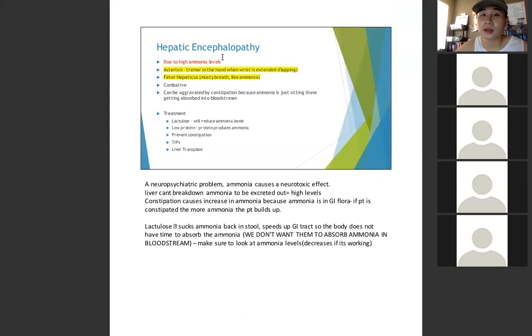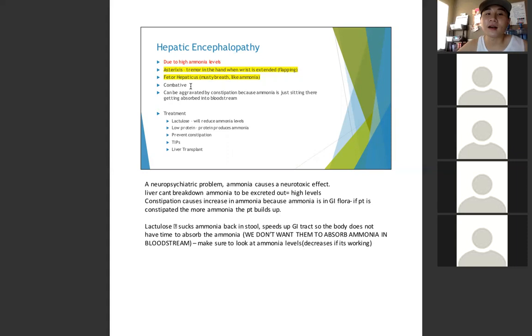Hepatic encephalopathy. This is due to a high ammonia level because the liver doesn't function. It doesn't convert the ammonia to urea, so we have a high ammonia level. The hallmark of hepatic encephalopathy is asterixis. Asterixis is the tremor in the hands when the wrist is extended. So the patient will be flapping like this. They extend the hand and it will be flapping.